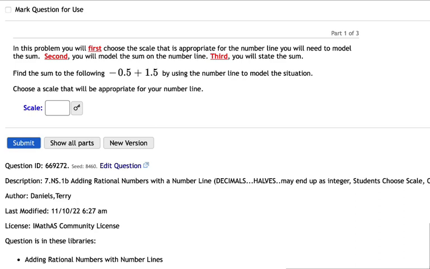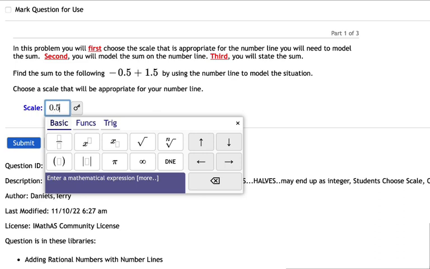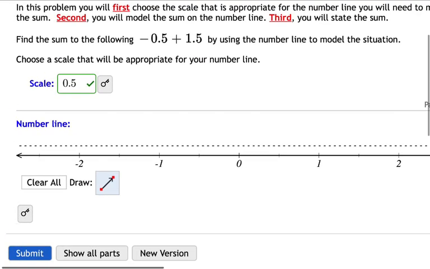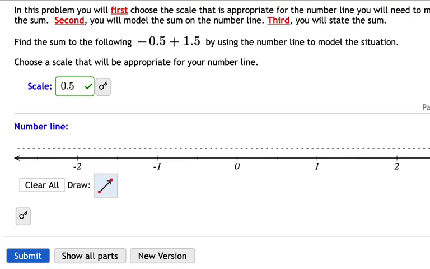Another number line problem here, this time negative 0.5 plus 1.5. Both of these numbers are technically in tenths, but they also are both halves, or 0.5. So we could use 0.1 for our scale, or we could just use 0.5 since both of them are 0.5. So input our scale, and you can see our number lines are divided in halves, or 0.5s.